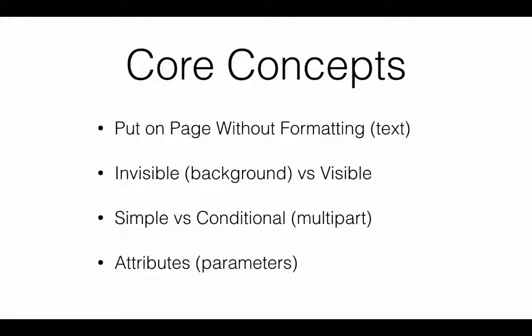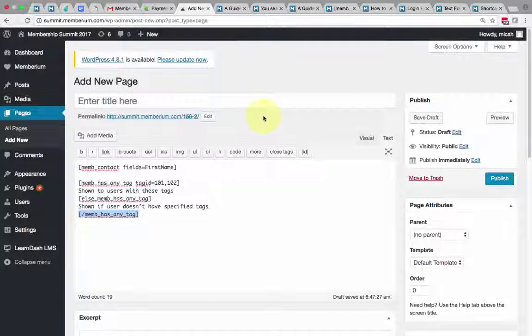The last core concept we'll cover is that shortcodes have attributes. You might occasionally hear them called parameters as well, but these are the things that you can set that will decide how a shortcode runs. Here in the case of our examples, the attribute is fields. So mem contact is technically the shortcode itself. The fields attribute, when you define it, decides what to show.